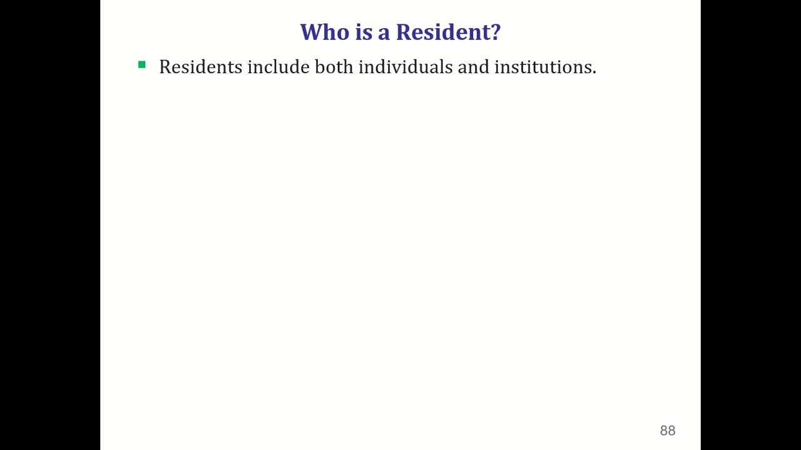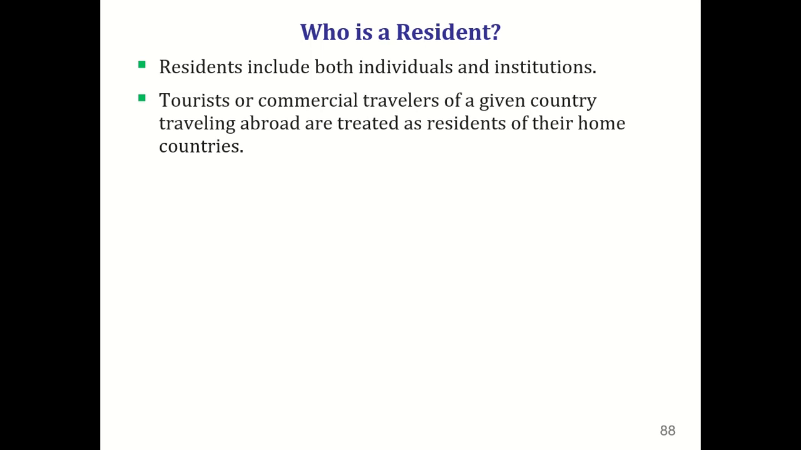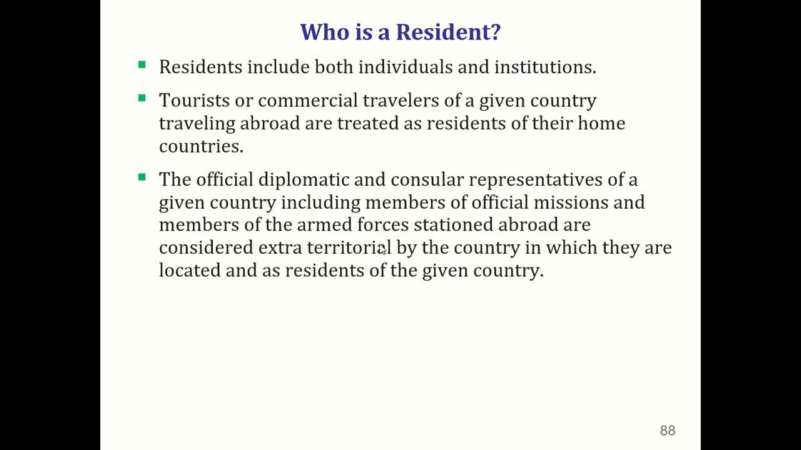And as we have just discussed, you can get more information about who is a resident in this slide. Residents can include both individuals as well as institutions. So we know that tourists and commercial travelers are treated as residents of their home countries. You can also get information about how the official diplomatic and consular representatives of a country are treated. The convention says that the official diplomatic and consular representatives of a given country, including the members of official missions and members of the armed forces stationed abroad, are considered extraterritorial by the country in which they are located and as residents of the given country.